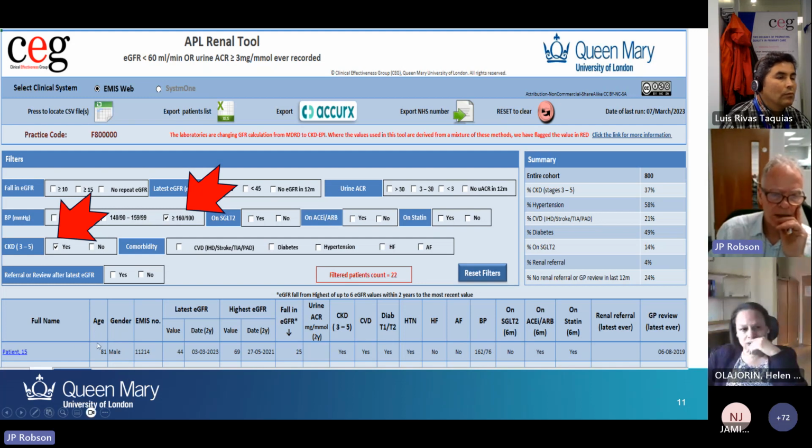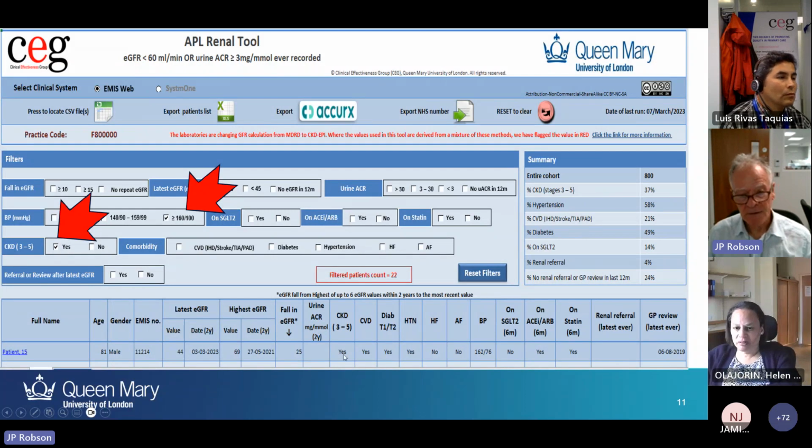And for each patient on that screen, it summarizes their age, their gender, their EMIS number, their latest EGFR, and in this case, they've got a latest EGFR of 44, and the previous EGFR within 2 years was 69. So that person has got a fall in EGFR of 25. He hasn't had urine ACR recorded. He does have his CKD recorded. He does have CVD. He's got diabetes. He's got hypertension. Doesn't have heart failure or AF. His blood pressure is 162 over 76. He's not on SGLT2s, but he is on a statin and ACE or ARB.